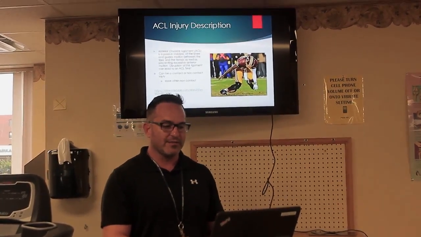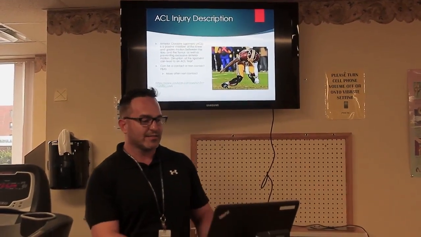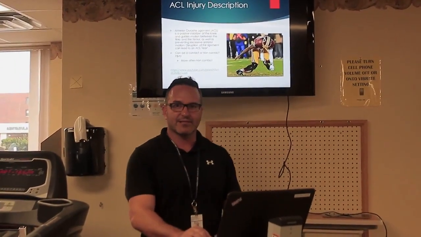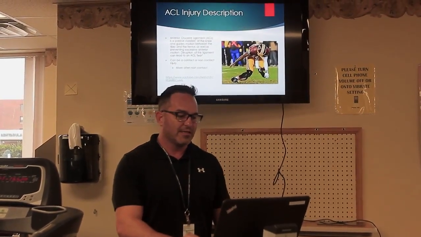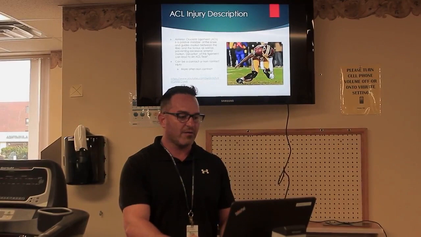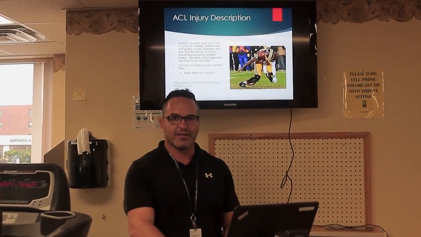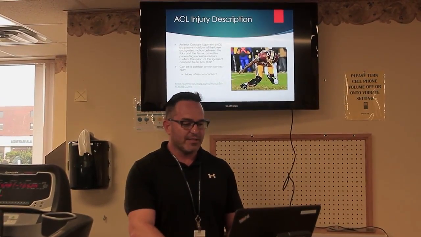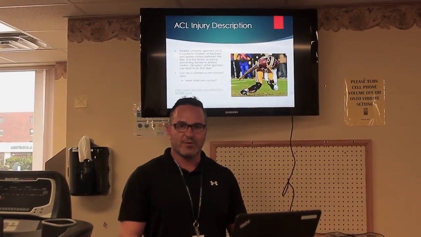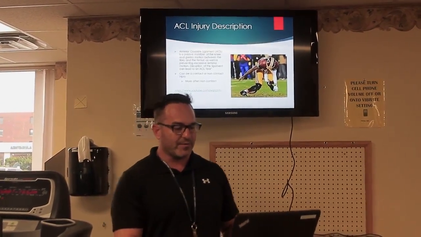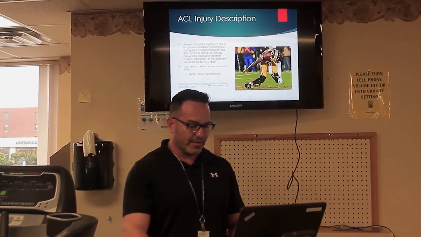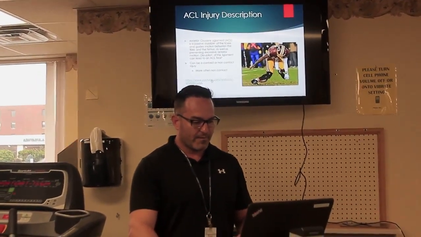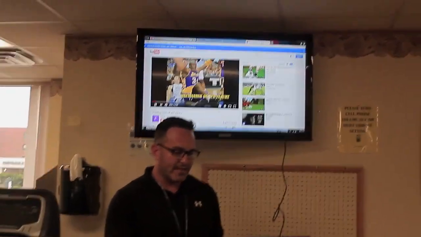So when looking at the ACL description of what actually a tear is, the anterior cruciate ligament is a passive stabilizer of the knee, as we said before. It guides the motion between the tibia and the femur, as well as preventing excessive anterior motion. Disruption of this ligament can result in a tear. Now, this can either be a contact or non-contact injury, but most prevalent would be a non-contact injury. And as you will see here, we have a video that will demonstrate a 3D kinematic motion of an athlete.